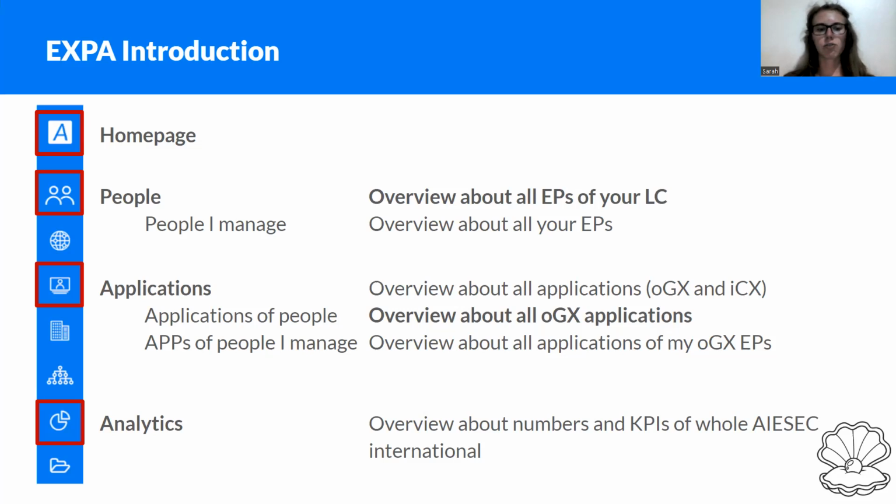Whereas applications of people I manage will just show you all applications of the EPs where you are actually assigned as EP manager. So always make sure to be in the right section so you see all EPs, and you don't forget about some just because you always click on, for example, people I manage and you don't even know about all the others. So especially as VP, make sure to always use these ones that are marked here: the overview about all EPs of your LCs via people, and the overview about all OGX applications by using applications of people. Otherwise, it gets messy and you forget about EPs, or you have a lot of IGV EPs and so on.